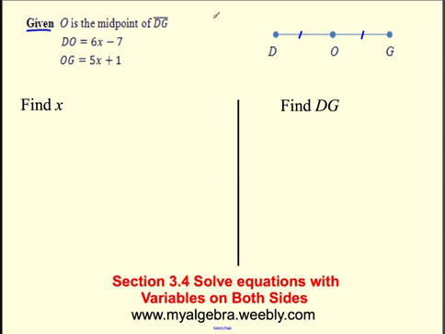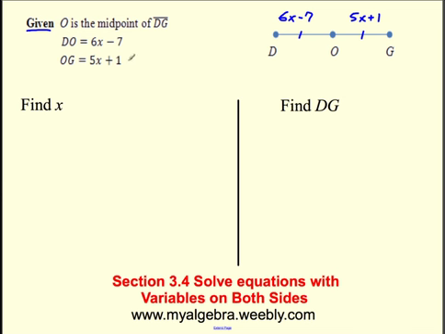Then I gave you some more information. From D to O is 6x minus 7. So fill that in. That's 6x minus 7. O to G is 5x plus 1, and we're going to be doing a lot of this for this chapter, filling in what it means. I'm going to ask you either just to find x, or I'm going to say not only find x, but find the actual distance of a segment. So we're going to do both here, get it rolling.